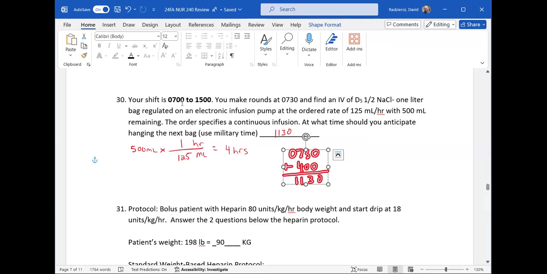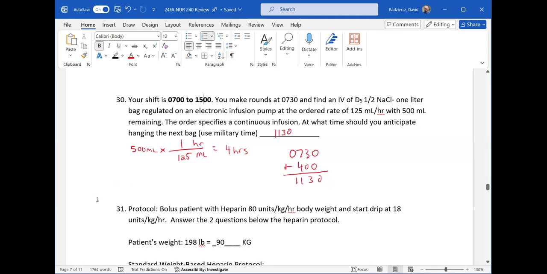So like in this scenario here, you started at 7 a.m. and you end at 3 p.m. So ideally you'll know that. If you don't know that, you'll get to know it as you go through the nursing program. So, all right. So that was 19, 20, 24, 28, and 30. So thank you for the questions.